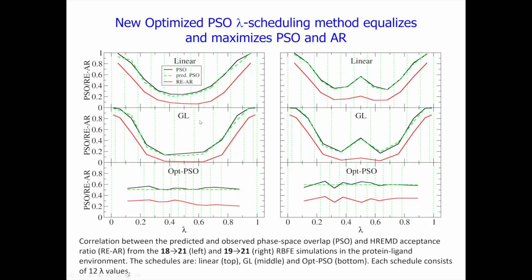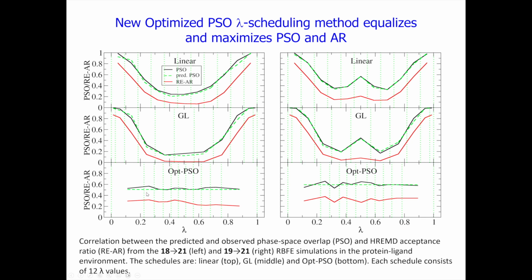And here are some examples of some different schemes. So the linear in GL, this is the linear lambda spacing and the Gaussian quadrature spacing. What you notice is that the phase space overlap and the replica exchange ratios have a pretty deep minimum. They get pretty close to zero here in the middle, and they get much larger at the endpoints, whereas the optimum phase space overlap is more uniform.